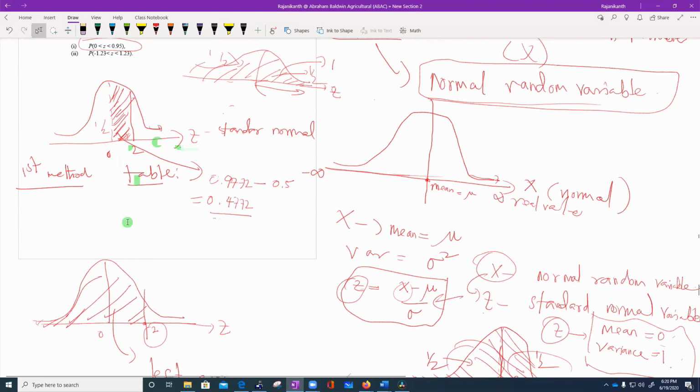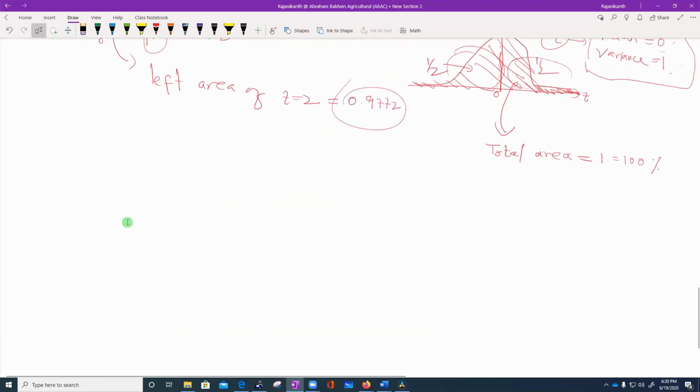But if it's a value to the right of 0, but it's asking to go to the left of 2? Oh, then that is another question I'm trying to ask you. Okay, now tell me.